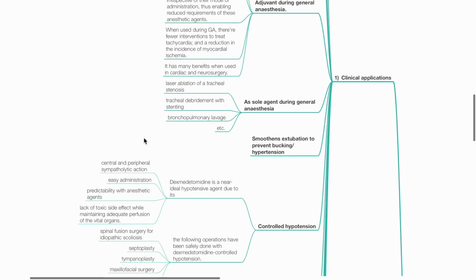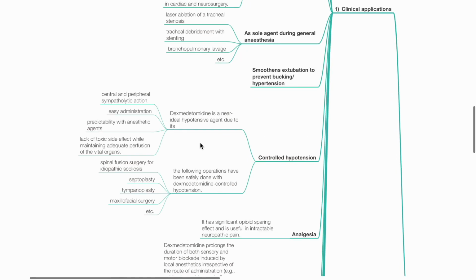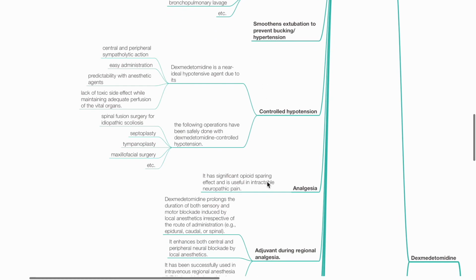Dexmedetomidine has been used as a sole agent during general anesthesia for various procedures, such as laser ablation of a tracheal stenosis, tracheal debridement with stenting, and bronchopulmonary lavage. Dexmedetomidine smoothens extubation. Dexmedetomidine has been used for controlled hypotension.